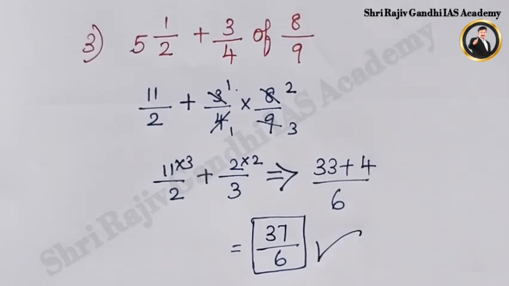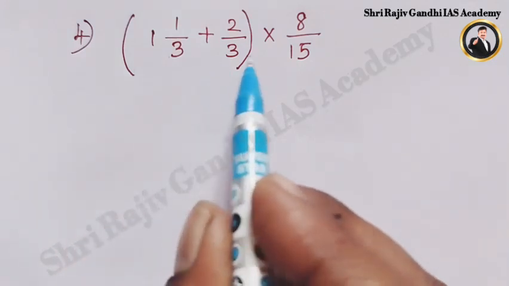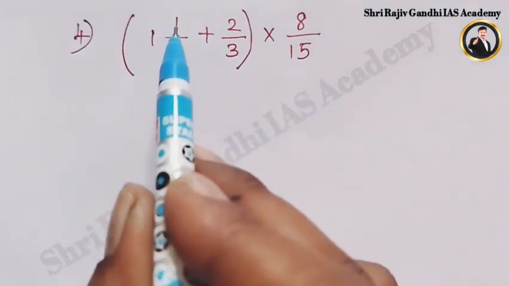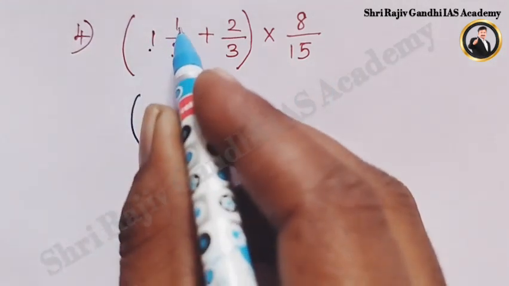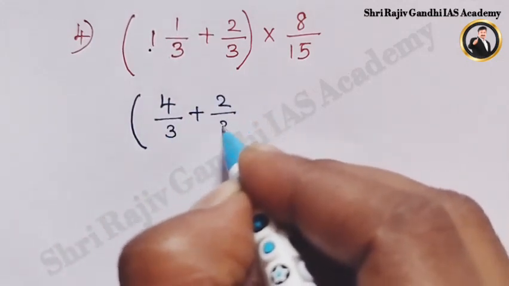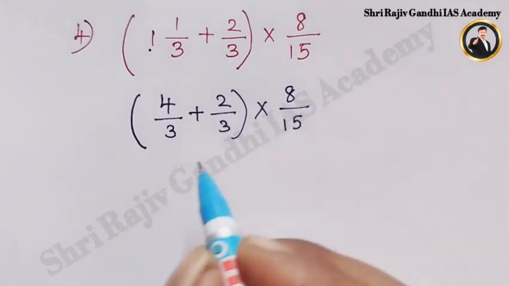The next sum is, as usual, the same process. Here also we have to convert the improper fraction into a proper fraction, and we have to remove the bracket first according to the BODMAS rule. So first, 3 into 1 is 3, 3 plus 1 is 4 divided by 3, plus 2 divided by 3, bracket, into 8 divided by 15. So first we have to remove the bracket.